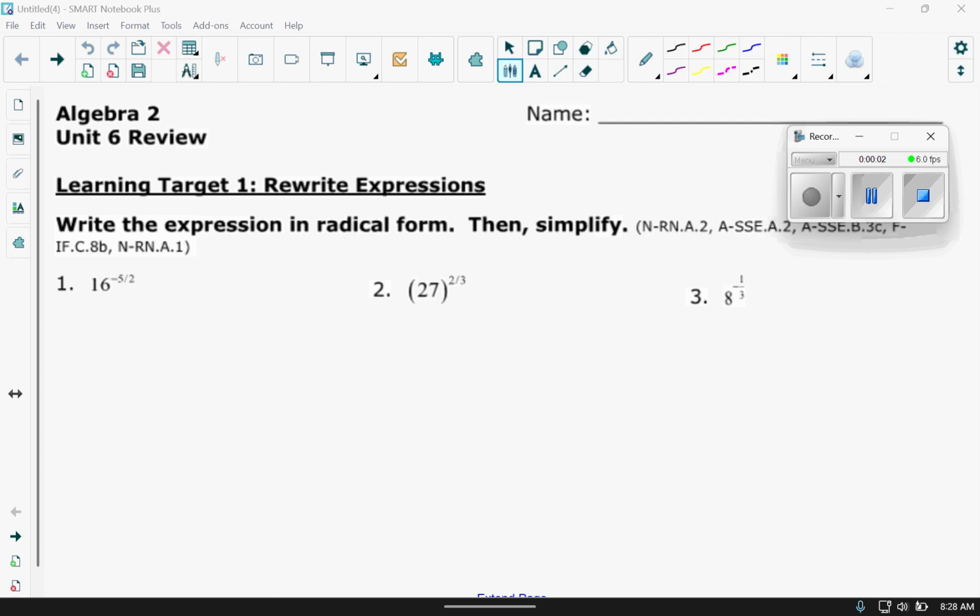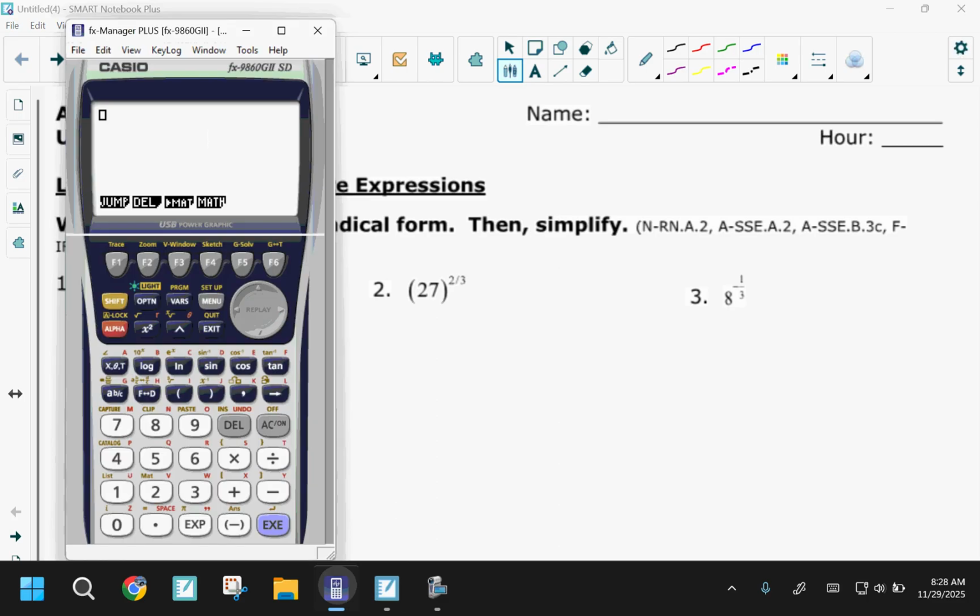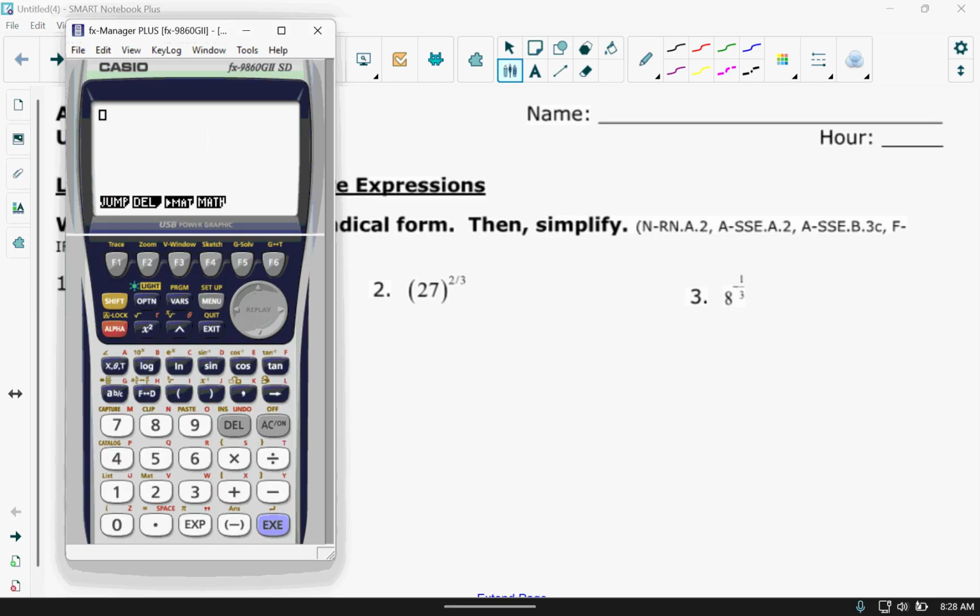Okay, this is the Unit 6 review. Before we get started, we're going to head over to our calculators and make sure that they're in the correct mode. Sometimes when you do cube roots, let's say the cube root of -27, the calculator, because of its settings, will tell you that it's an imaginary complex number, which is not the case because cube roots should always give you just a regular real answer.